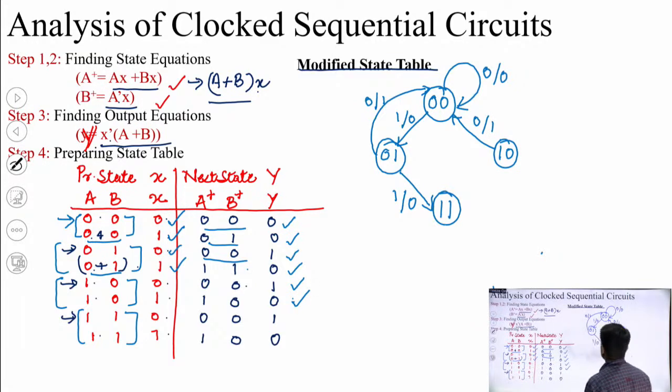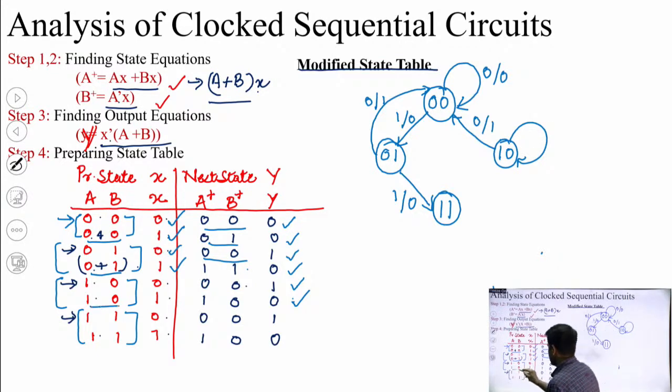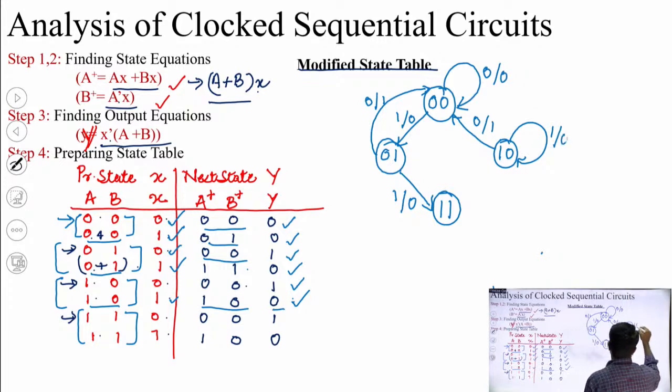Next row, you are in 1 0 and you get a 1, you will be in this 1 0 state only, because the next state of 1 0 is also 1 0, that means the next state of this state is the same state only, that means the state is not going to change. 1 0, you are applying input 1, you will be staying in this same state and output is 0. Okay. These last two rows are left now.